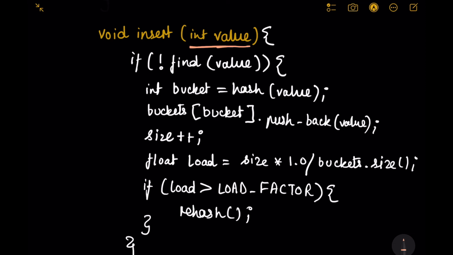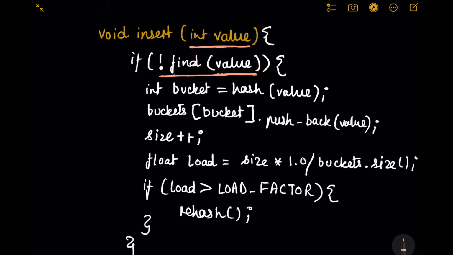By this logic, we first need to find out whether this value already exists in my map slash set or not. If it already exists in the set, I do not insert it. So I call my find method and check whether this value already exists or not. Find returns true if it already exists and false if it does not.